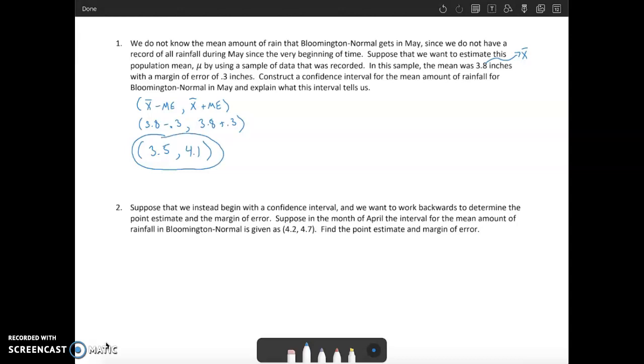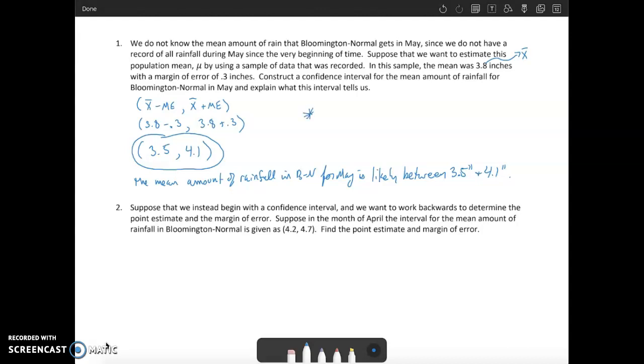What does this tell us? It tells us that the mean amount of rainfall in Bloomington Normal for May is likely between 3.5 inches and 4.1 inches. So this is the range of possible values. Based on these calculations, we believe that the overall mean amount of rainfall for Bloomington Normal in May for all time is somewhere between those two values.